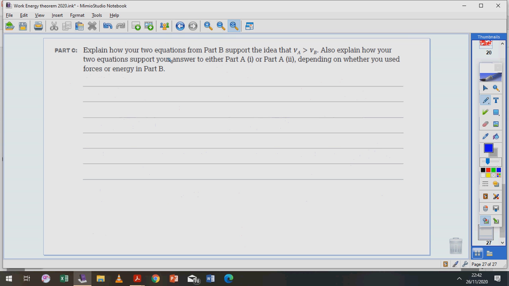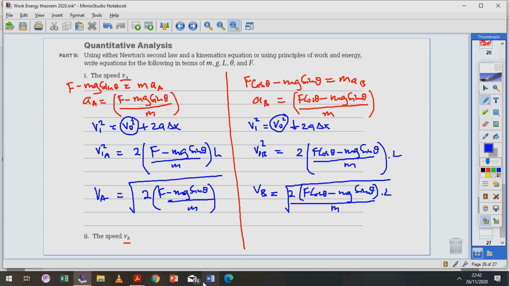And finally, explain how your two equations from part B support the idea that VA is greater than VB. Also explain how your two equations support your answer to either part A Roman 1 or part A Roman 2, depending on whether you use forces or energy in part B. So here I can see that everything else about these velocity equations is the same. Let me use green to show you. I have divide by mass, I have divide by mass. I have a square root, I have a square root. I have a 2 and a 2. I forgot an L here. I also have an L here.